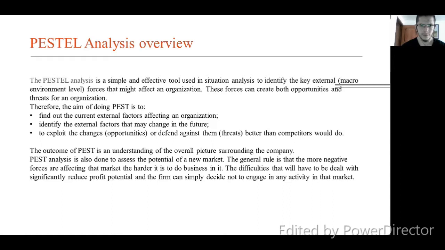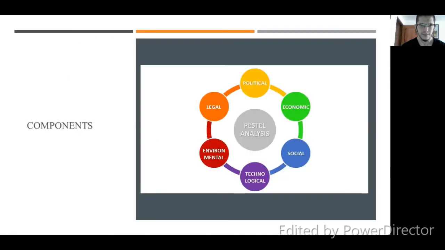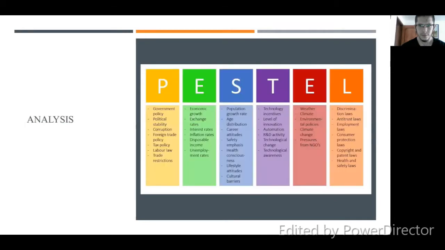So let's go through the components as the PESTEL analysis name suggests. When carrying out this PESTEL analysis, you will go through the political, the economic, social, technological, environmental, and legal aspects of your market. And in particular, if we see every single element of this analysis, what you will have to do is to analyze for example, political factors.